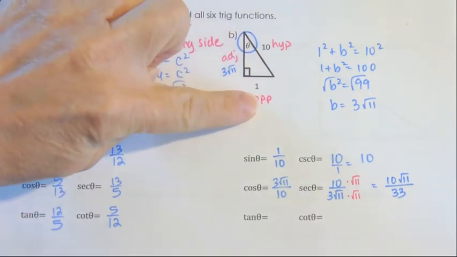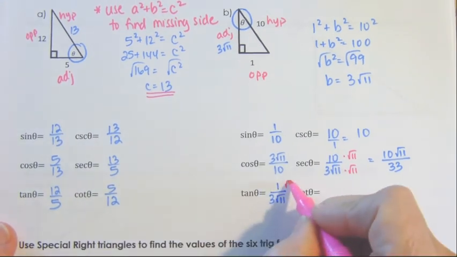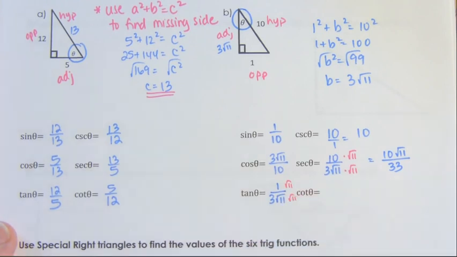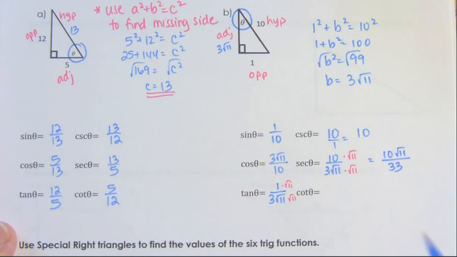All right, one more, tangent. Tangent is opposite over adjacent. 1 over 3 radical 11. Again, I cannot leave that answer that way, so I would need to rationalize, multiply the top and the bottom by radical 11, and then I get radical 11 over 33. So that would be the answer for that one.